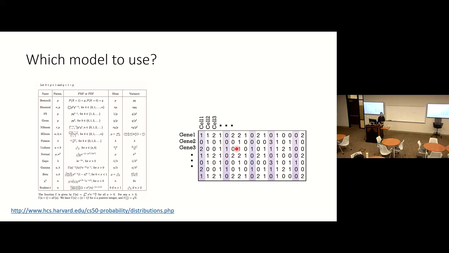Well, our question is for the real data in single cell, even after normalization, which model should we use? There are many, many models in statistics, many different distributions.